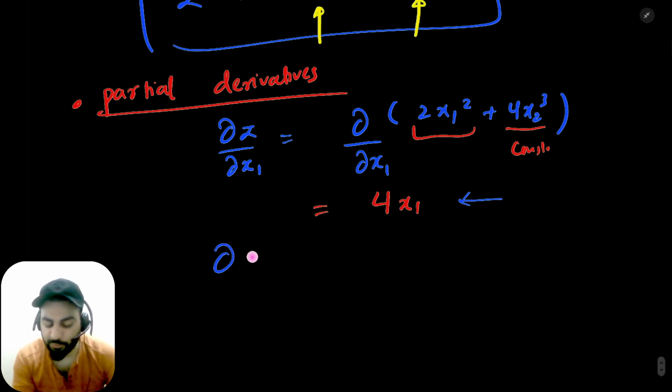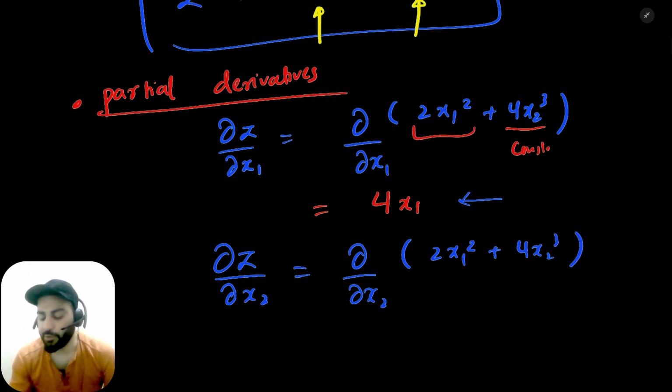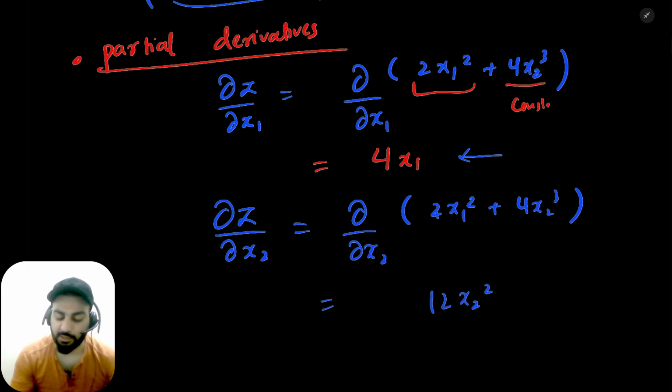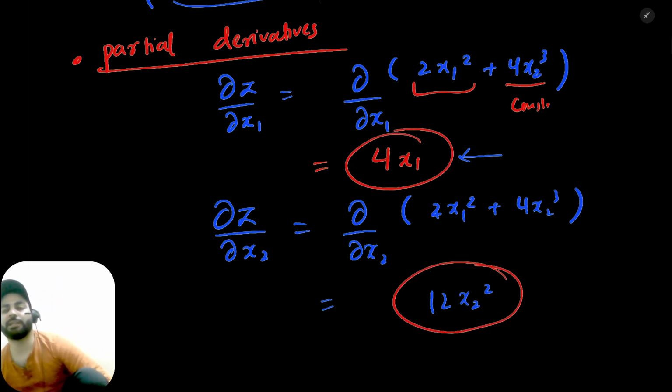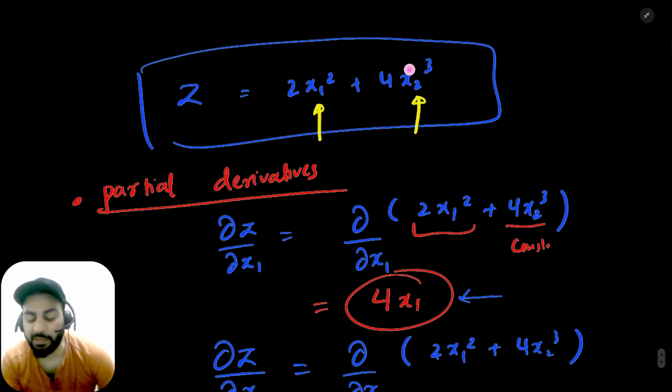If I now want to compute the partial derivative of z with respect to x2, I take the partial derivative with respect to x2 of 2x1 square plus 4x2 cube. Now the whole of this first term is constant, so it is equal to 0. For this one it is 12x2 square. So we computed this partial derivative in two directions: in the x1 direction, if I change x1, what will happen, and if I change x2, what will happen. This is called the partial derivative.